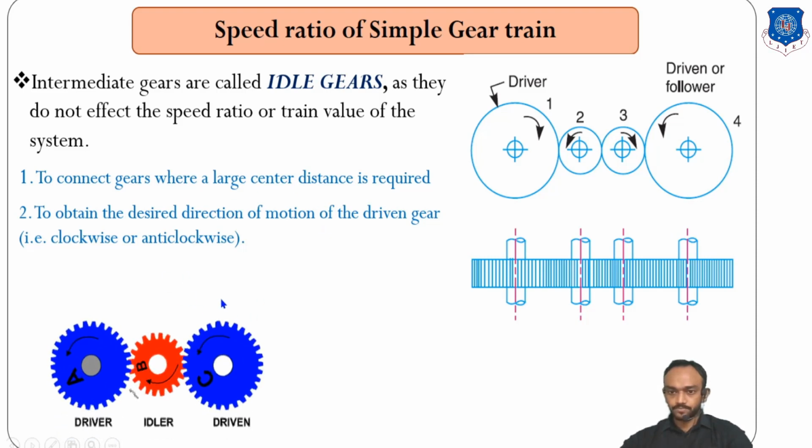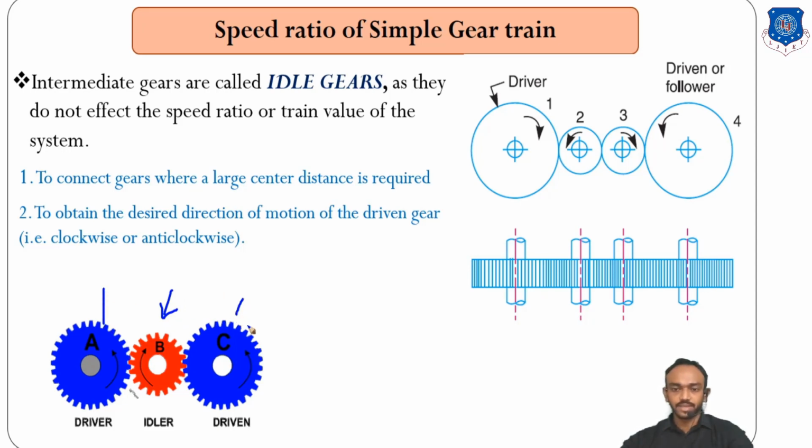You can see here, first of all, check this. If the number of idle gears is odd, then the direction of driver and driven is the same. If the number of idle gears is even, then the direction changes, and it is in the opposite direction.